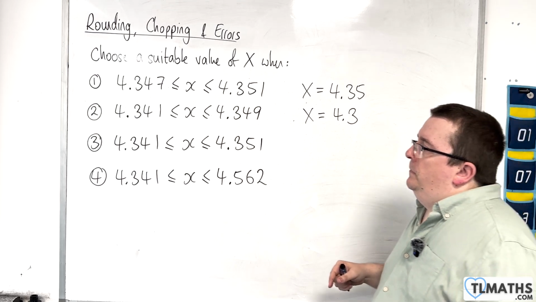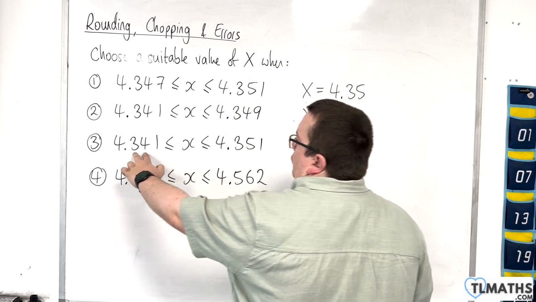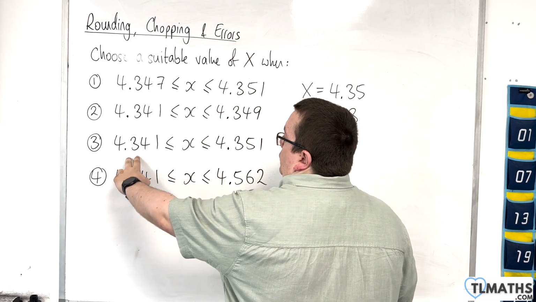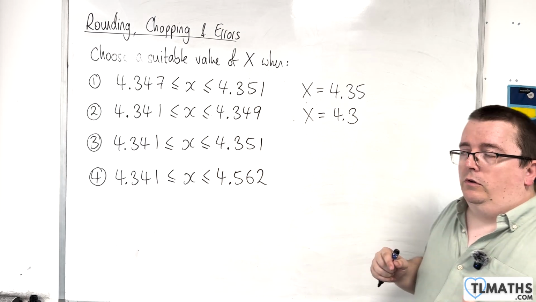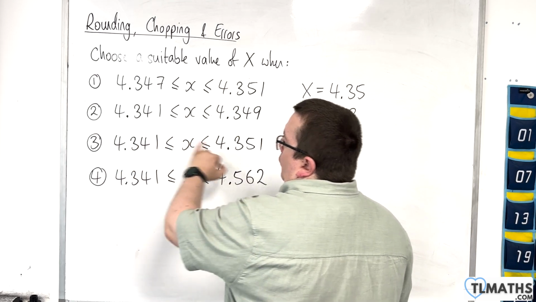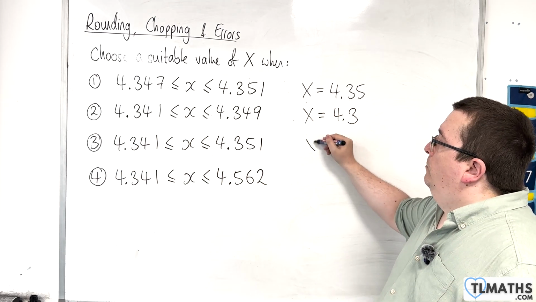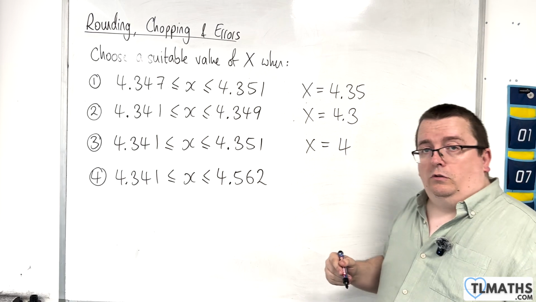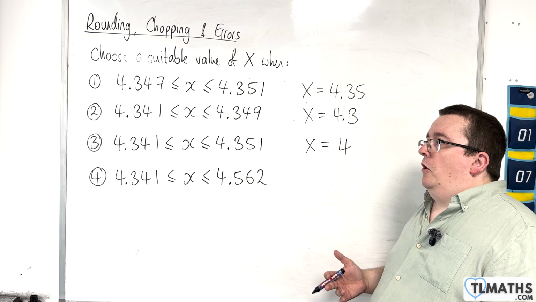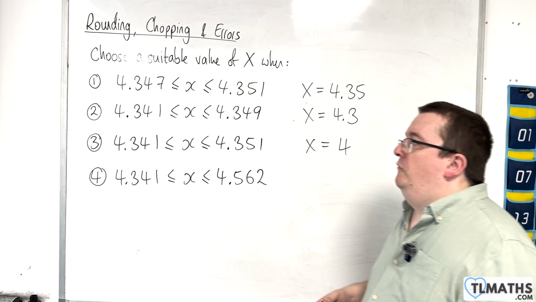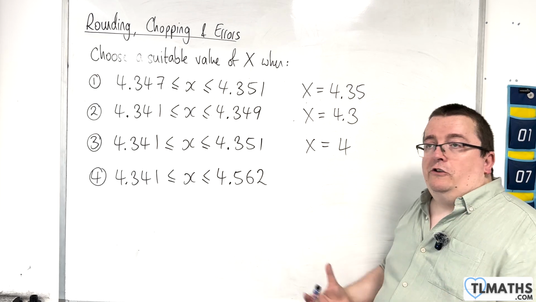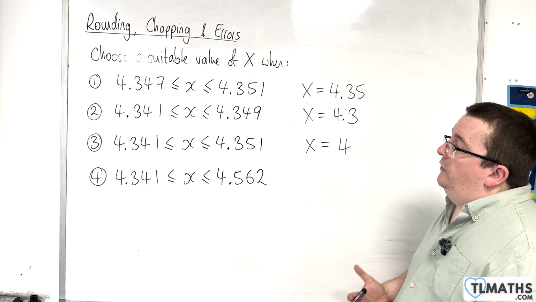How about number 3? Do they agree to 2 decimal places? 4.34, 4.35? No. Do they agree to 1 decimal place? 4.3, 4.4? No. Do they then agree to the nearest integer? 4 and 4? Yes. So the best we can do here is 4. It seems weird, that one, because we know the values are between 4.341 and 4.351, but they only agree to the nearest integer. So that would be a suitable value for x.